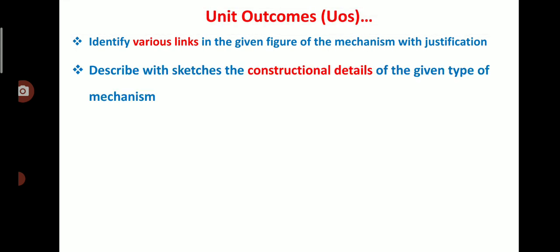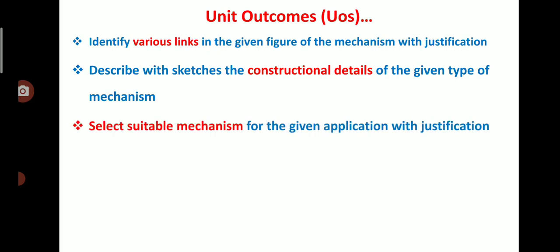Second unit outcome is you will be able to describe with sketches the constructional details of the given type of mechanism. So if a sketch of a mechanism is provided to you, then at that moment you can describe what is the name of the sketch, and you will also be able to describe the constructional details regarding that particular sketch of the mechanism.